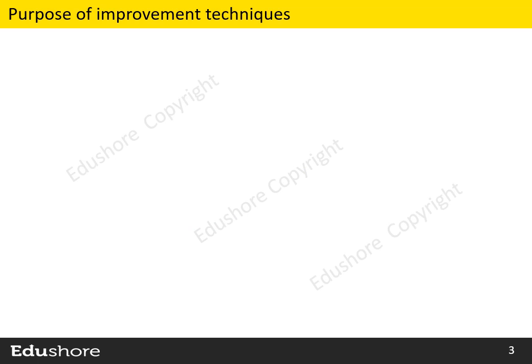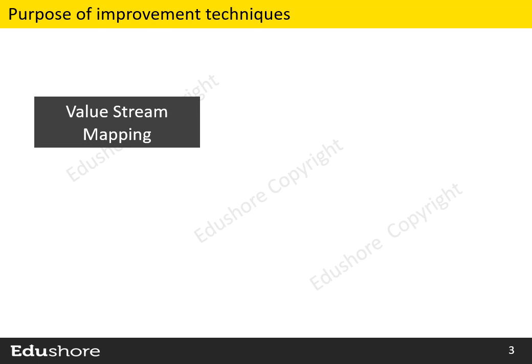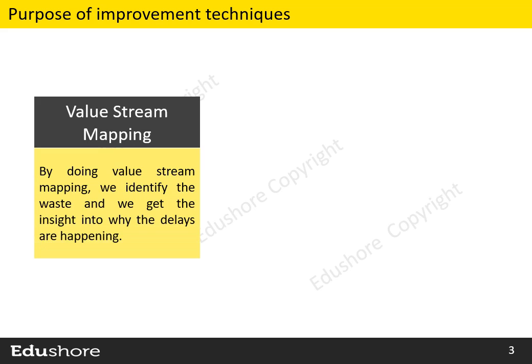Let us first understand the purpose of improvement techniques of lean. We have seen earlier that in order to improve any process, we need to first do the value stream mapping. By doing value stream mapping, we identify the 7 types of waste in the process, and we get the insight into why the delays are happening. So, value stream mapping helps us to effectively analyze the process.